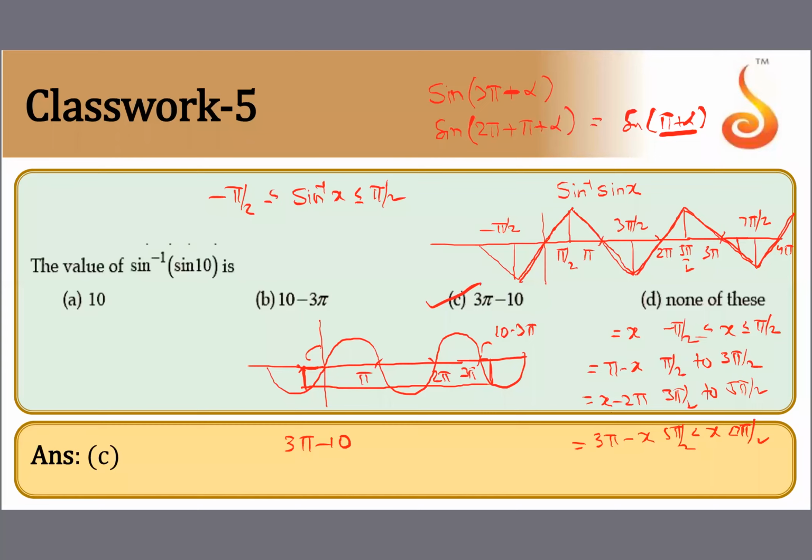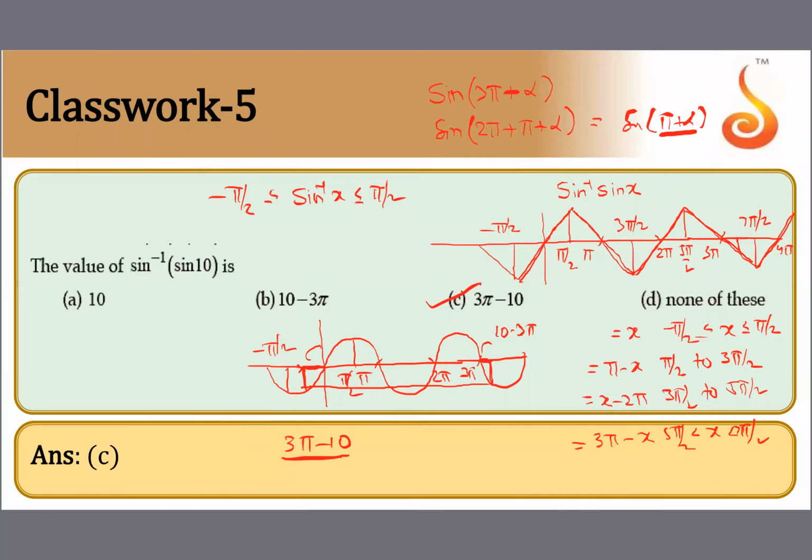Okay. So best method is this only, and very easy to remember. x, pi minus x, x minus 2 pi, 3 pi minus x, like that. And graphically also very easy. This width is 10 minus 3 pi. Equivalent width will be here, which is lying in the principal angle, minus pi by 2 to plus pi by 2. Therefore, this is 3 pi minus 10. Any doubt, please tell. Okay, I'll explain once again.